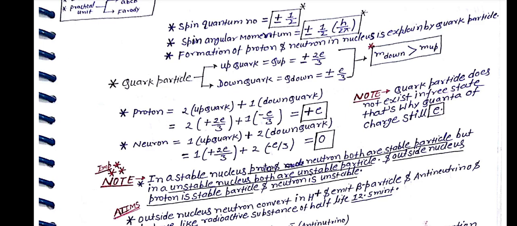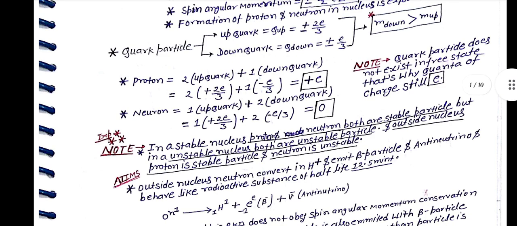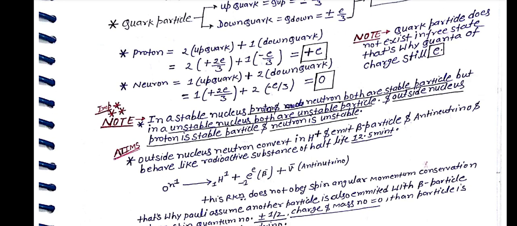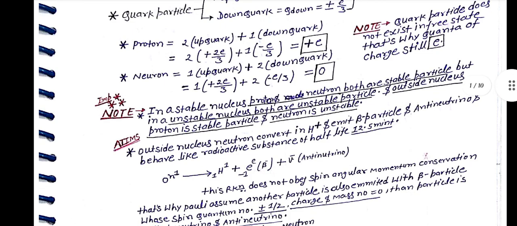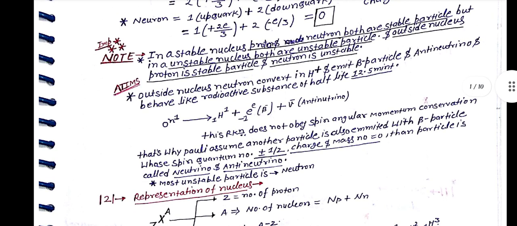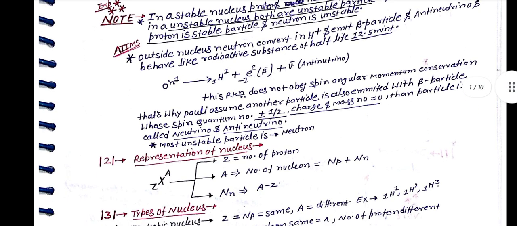Proton is 2 up quarks plus 1 down quark, that is 2 into plus 2e by 3 plus 1 into minus e by 3, which is equal to plus e. And neutron is 1 up quark plus 2 down quarks, that is 1 into plus 2e by 3 plus 2 into minus e by 3, which is equal to 0. You will get this formula, and some explanation is given here.